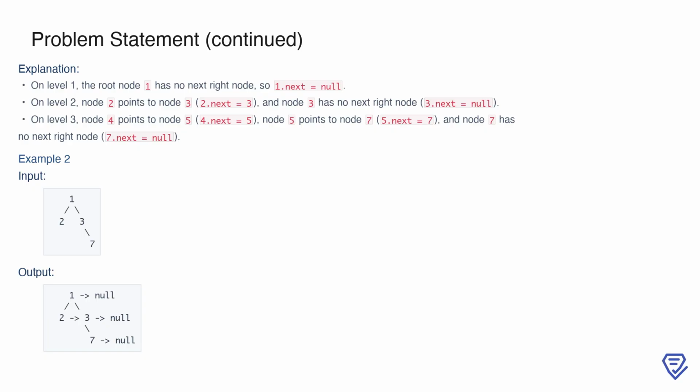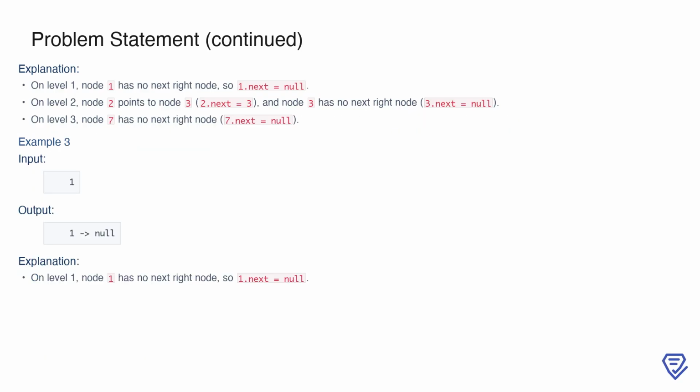Another example is a simpler tree where the root node 1 has 2 as its left child and 3 as its right child, and node 3 has a right child 7. Here, node 2 connects to node 3, and node 7 points to null since it's the last node on its level. Taking this explanation further, in the simpler tree where node 1 is the root, we observe that node 2 still points to node 3, and node 3 does not have a right neighbor, so it points to null. On the final level, node 7 also points to null since it has no right neighbor.